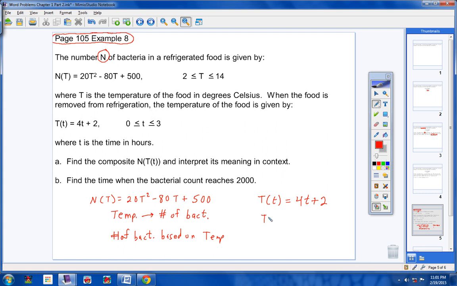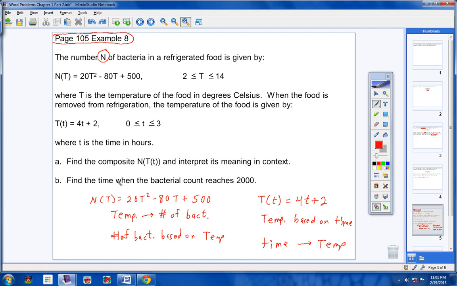So what I have is temperature based on time. In other words, I can give you a time, and you can give me out the temperature of the food. And then, once you give me the temperature of the food, I can plug the temperature in over here and tell you the number of bacteria. So this function here is the temperature of the food based on t, which is time in hours. It says when the food is removed from the refrigerator. So once the food is removed, every hour that goes by, I can tell you what the temperature is. Now notice your time has to be between 0 and 3 inclusive. Okay? Alright, there we go.